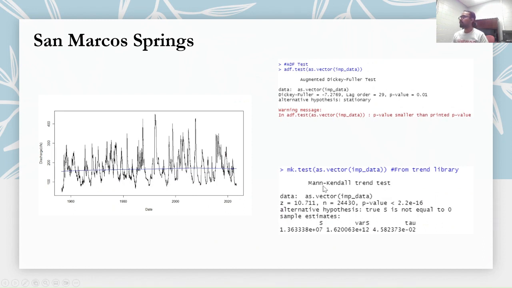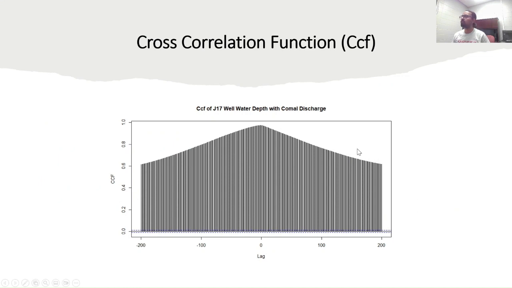On augmented Dickey-Fuller and Mann-Kendall test here, Mann-Kendall test is giving a tau value even smaller, and in fact it's positive with 0.004 in this case, as we can see here, and also constant variance over time with p-value less than 0.05 in augmented Dickey-Fuller.